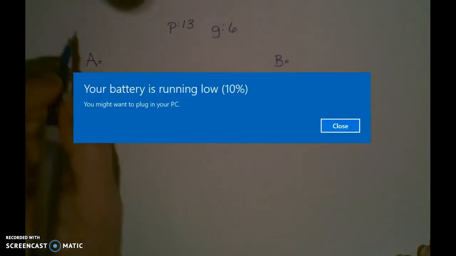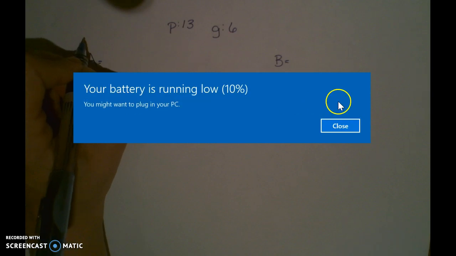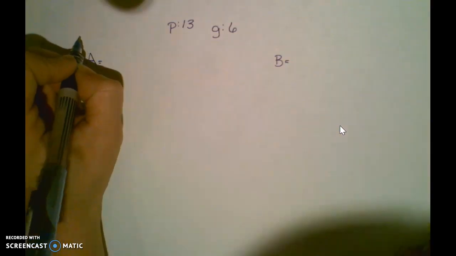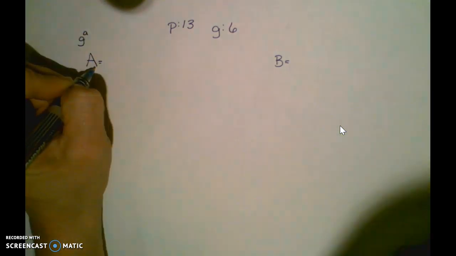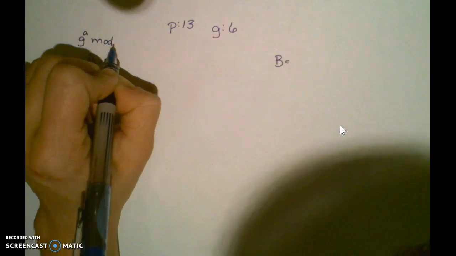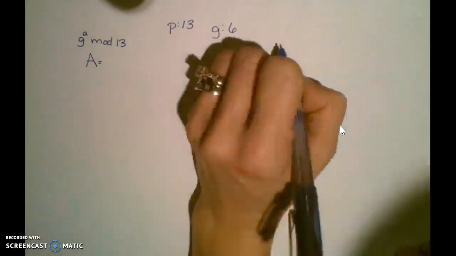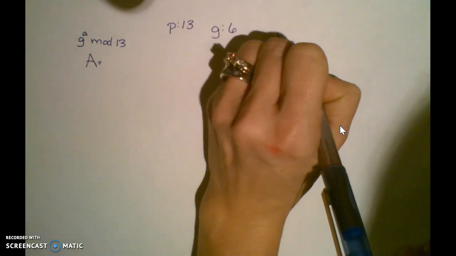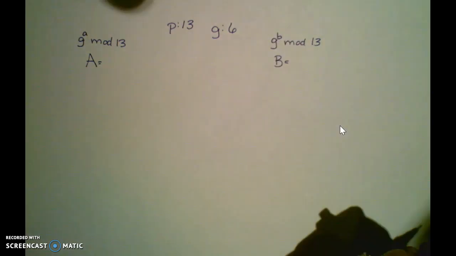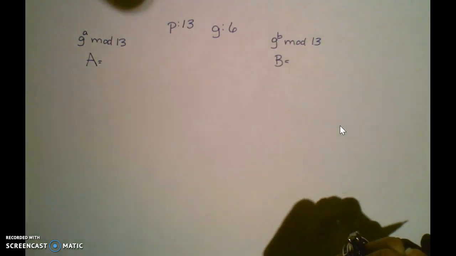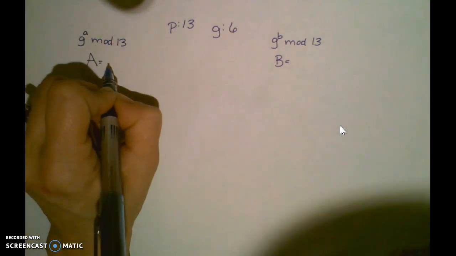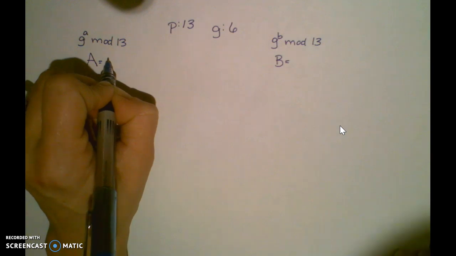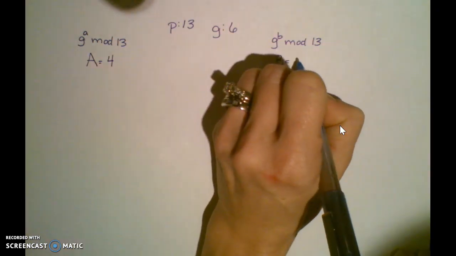And Alice is going to use the algorithm where she takes her generator G, raises it to her power, whatever her secret number is, mod 13. Bob's is going to be a little different. Bob is going to take the same G, but raise it to his secret number, mod 13. So the only difference is the power that they're raising these numbers to is going to be different. Okay. Now, here we go. So let's say Alice chooses the number 4 and Bob chooses the number 5.